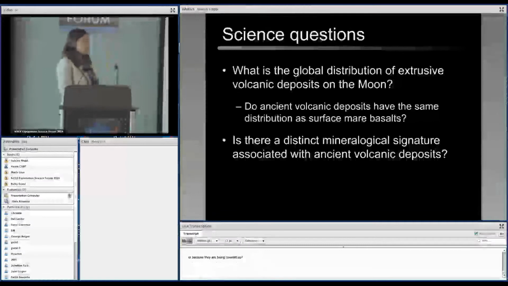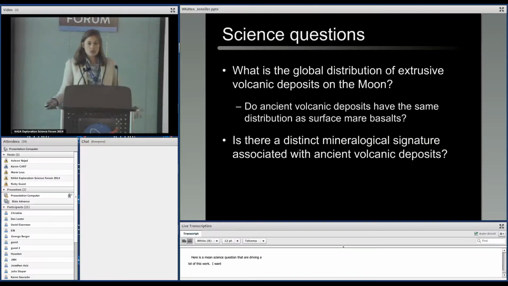So here are the main science questions that are driving a lot of this work. I want to understand the global distribution of extrusive volcanic deposits on the moon. Do they have the same distribution as the surface Mare basalts? And I'm also very interested in understanding the mineralogy of these deposits. Do they have a similar mineralogic signature to the exposed Mare basalts, or are they different in any mineralogy that we can observe in some way?